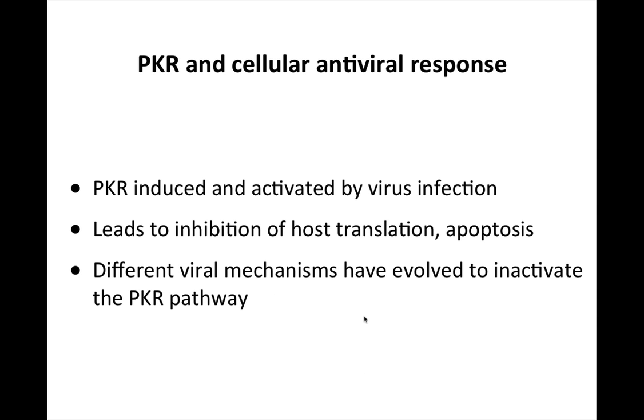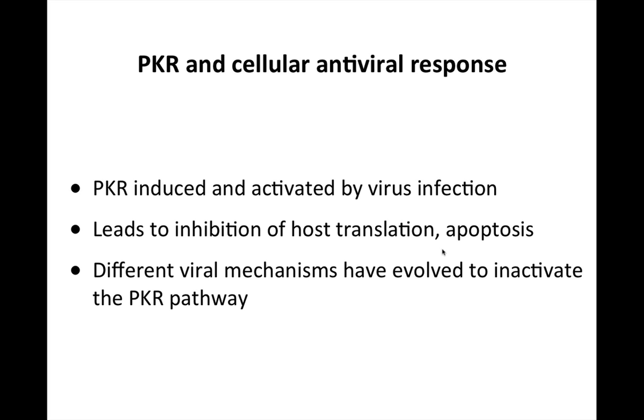So PKR is induced, remember, by interferon. It's activated by virus infection. Activating means PKR binds double-stranded RNA, phosphorylates itself, and then it can go on to inhibit protein synthesis. The phosphorylation of EIF2 inhibits host translation. It also stimulates apoptosis, and this is basically shutting down the cell so the virus can't replicate. It turns out that this is a very powerful means of repelling virus infection.